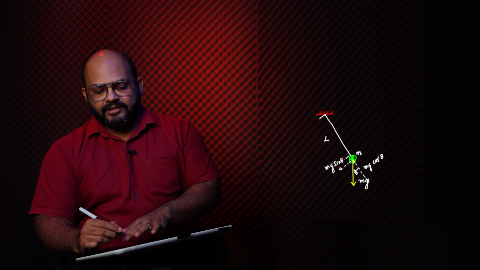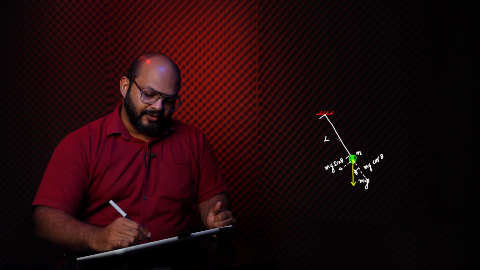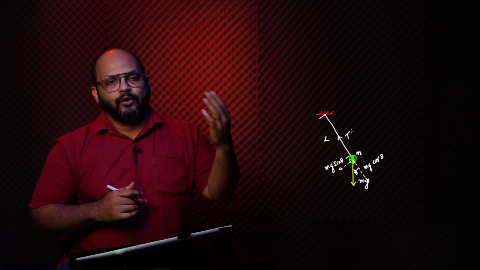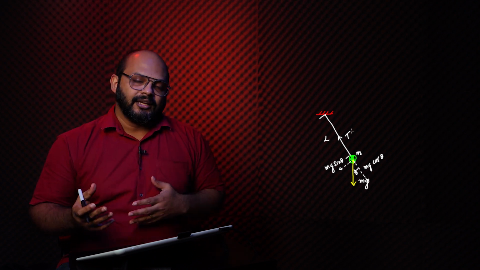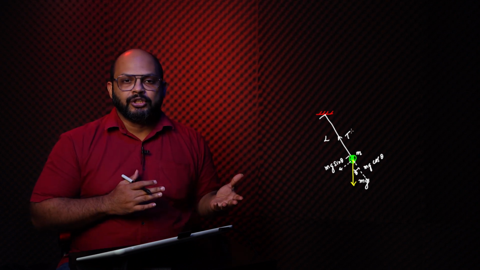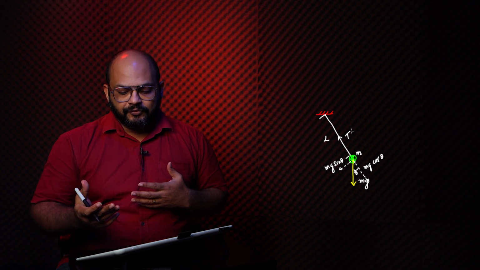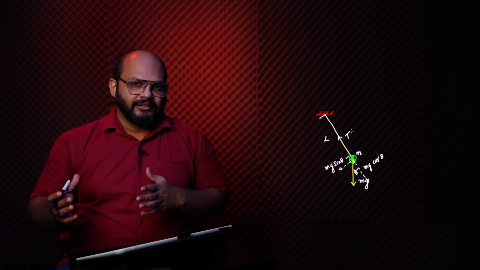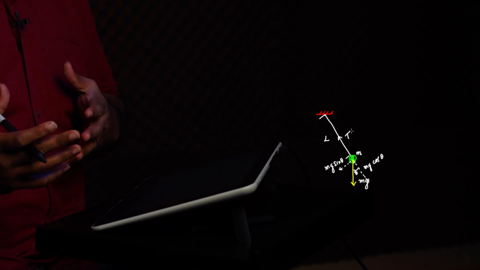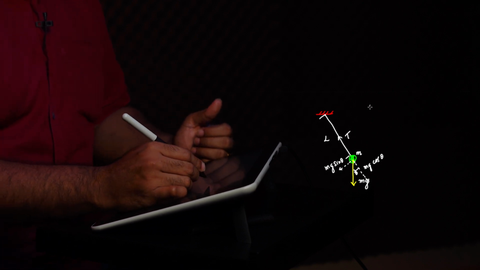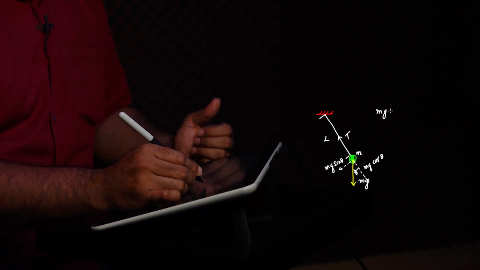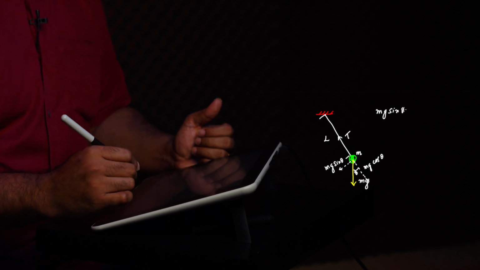And mg cosine theta on one end has the other force, the tensile force, the tension in the string, acting on the other end. On the other hand, there is no force in opposition to mg sine theta. We will not consider mg cosine theta in this case because it is not exerting any torque on the system. However, we do have a force mg sine theta which is responsible for a torque.